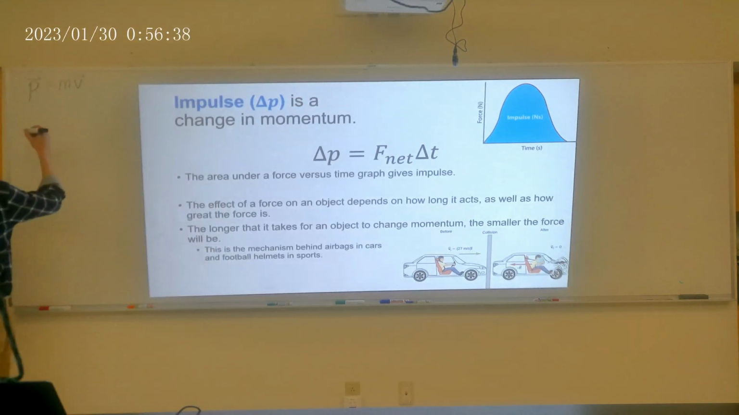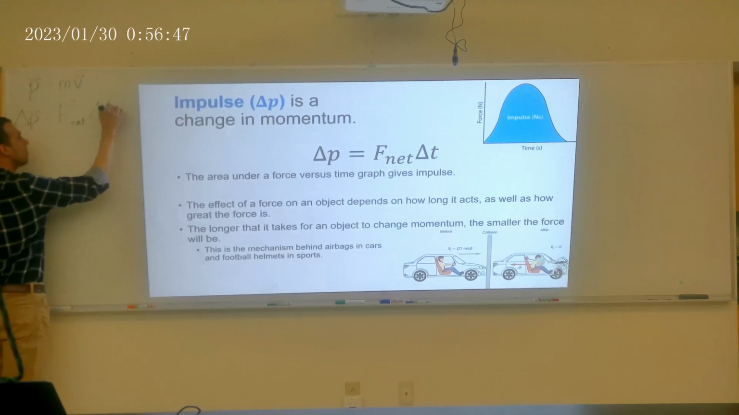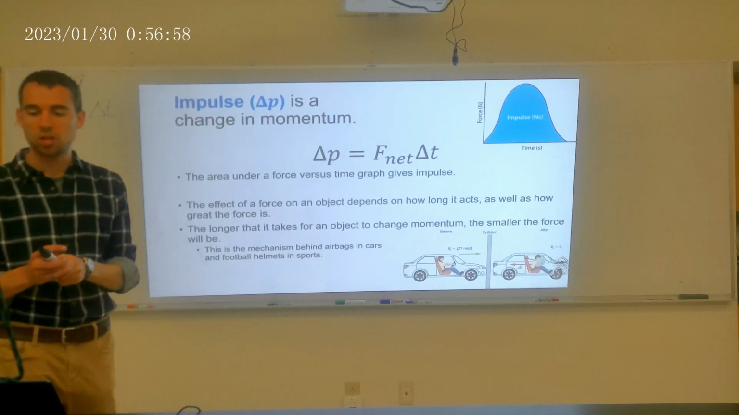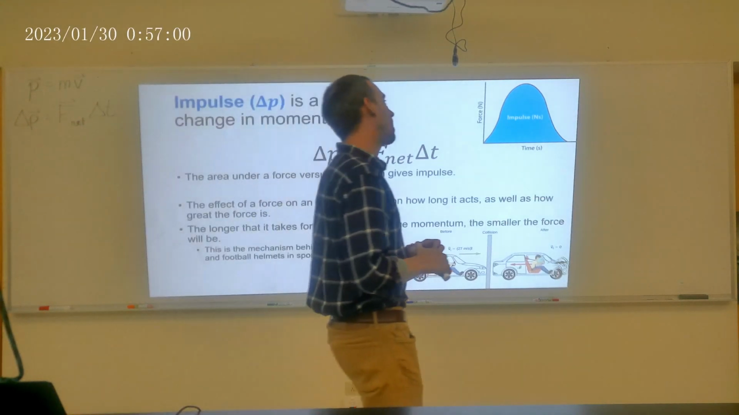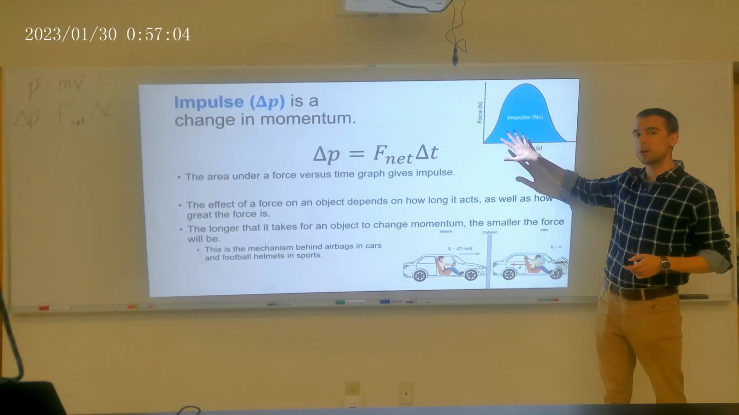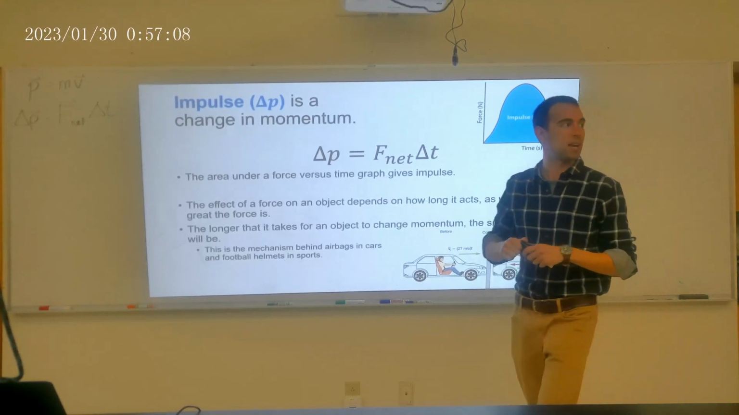Impulse is another idea that describes the change in momentum. Delta P equals F net force times delta T, which basically says that if I push on an object with a force over some amount of time, its momentum will change. The longer that I push on it and the harder that I push on it, the more its momentum will change. And we will deal with the idea of impulse, thinking about it being the area under a curve for a force versus time plot. We'll deal with that in the second half of class today.